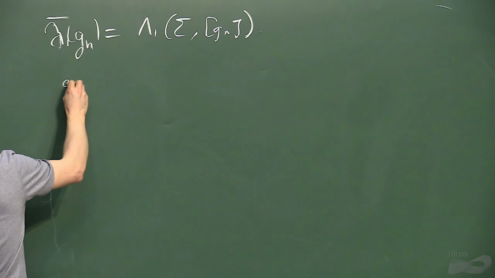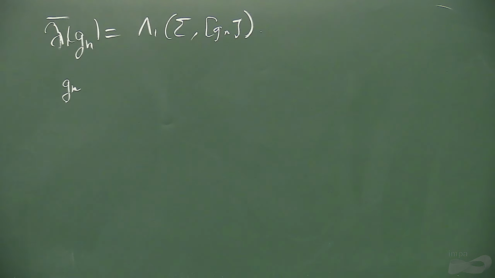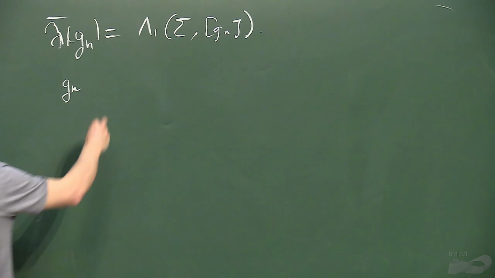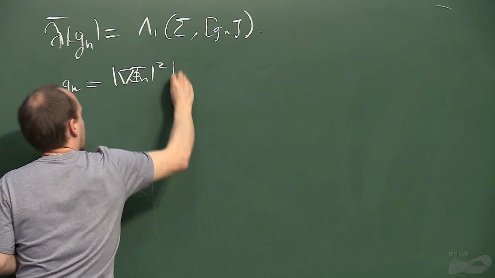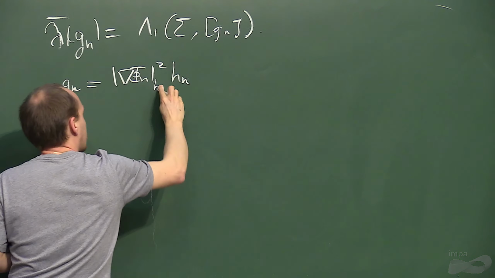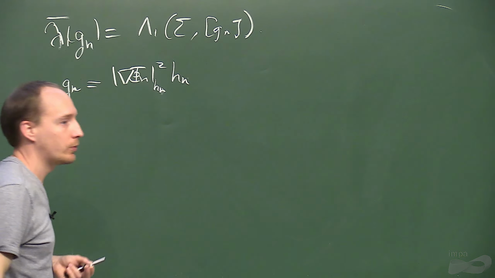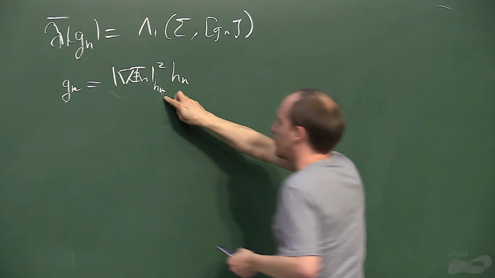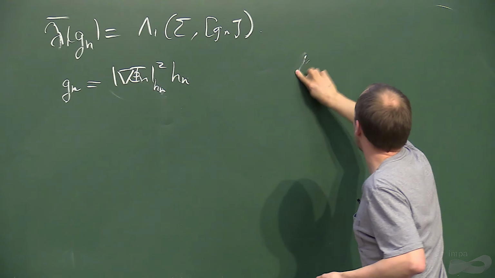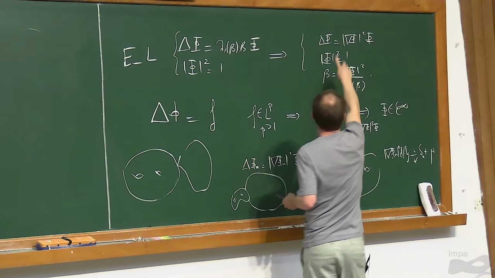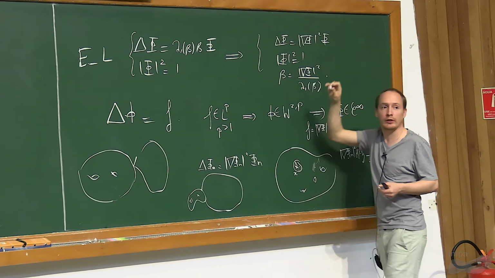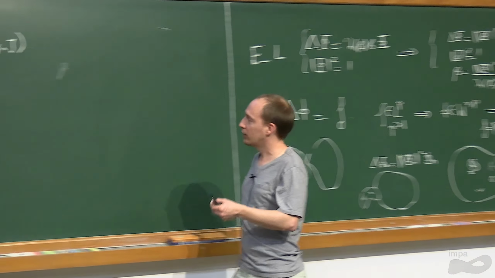And now we use the properties in dimension 2. In fact, in genus bigger than 2, Gn is a conformal factor times a hyperbolic metric. So I write this conformal factor because I recall that if I have a maximizer for this, then I have a sequence of harmonic maps that satisfy that the conformal factor is the density of energy of the harmonic map.